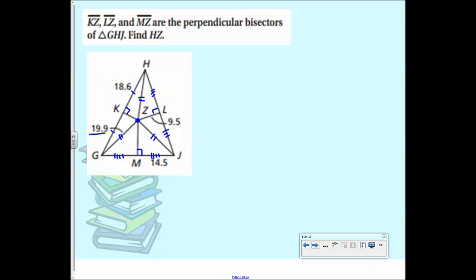Also, you'll find the lines inside that are next to those. The ones that are on the outside are congruent to each other. The ones that are inside, if they go from the circumcenter to the vertex, are congruent to each other.